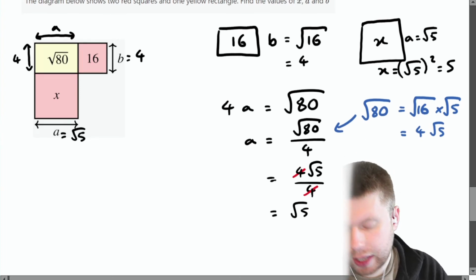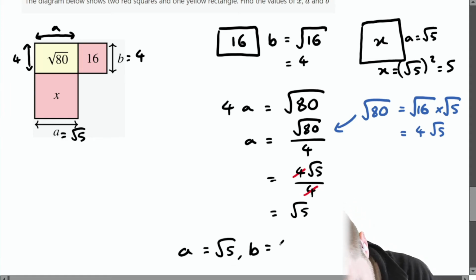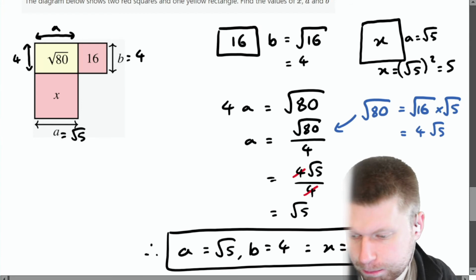So let me just summarise down here then. We found a was equal to root 5. B, which was equal to 4. And x was equal to 5. Okay, so those were the 3 values there.